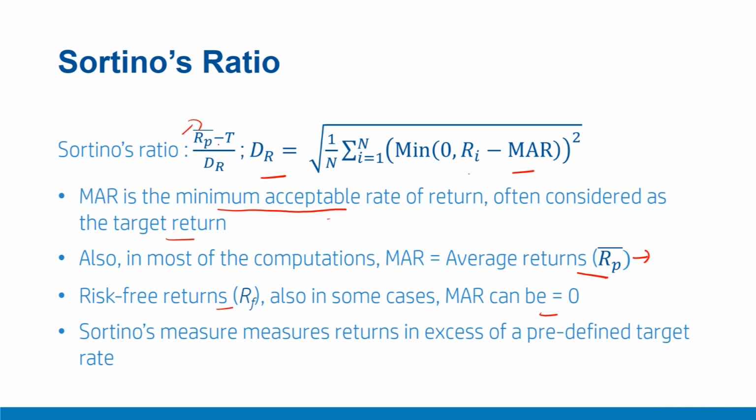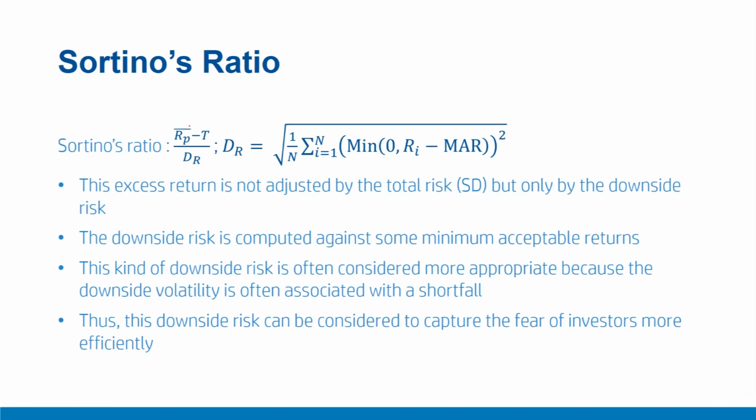The idea here is that the numerator measures excess return against a predefined target. This target can be again some kind of benchmark. So the numerator is the excess return over a benchmark, while the denominator, the risk part, only measures those instances where return is lower than some kind of minimum acceptable return. So only those downside instances are considered in this formula. The excess return, which is RP bar minus T, is not adjusted by the total risk or standard deviation, but only the downside risk, those instances where the return achieved is lower than the minimum acceptable rate. This downside risk is computed against the minimum acceptable rate MAR, and it is considered more appropriate because often for investors the downside volatility is more important because it is associated with their drawdown levels or shortfall in their portfolios.